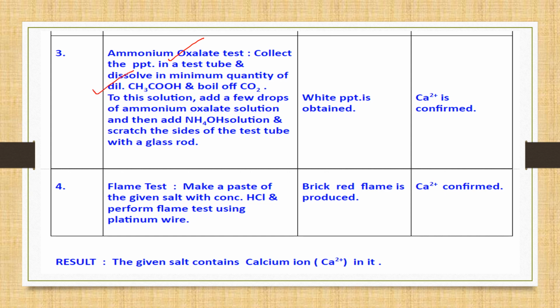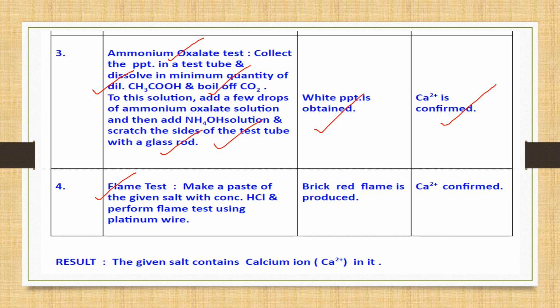And now we know we have to heat it to boil off CO2. To this solution, add a few drops of ammonium oxalate solution and then add ammonium hydroxide solution and scratch the sides of the test tube so that you get a precipitate. That would be a white precipitate. The sides of the test tube to be scratched with a glass rod and you'll get a white precipitation which confirms it is calcium ion.